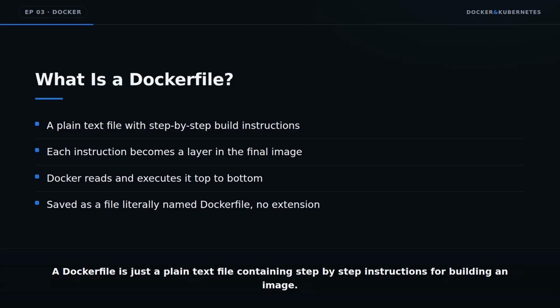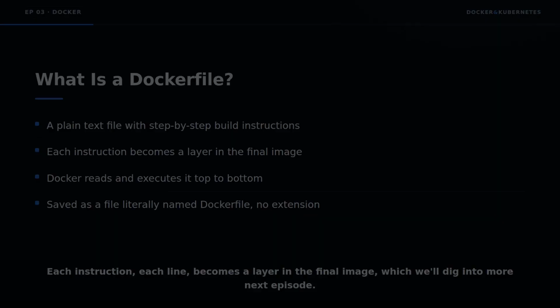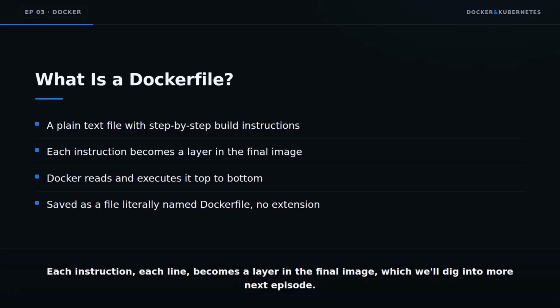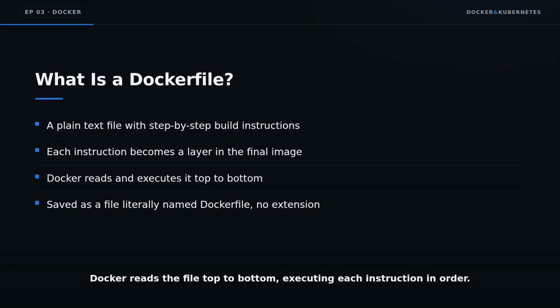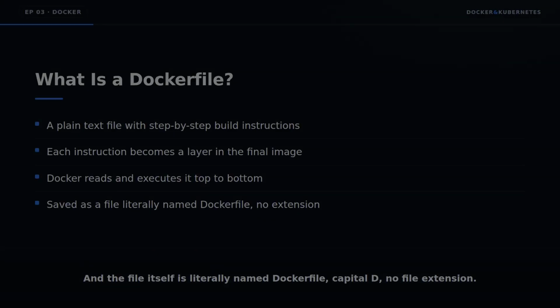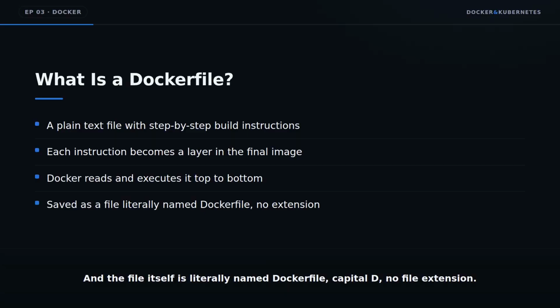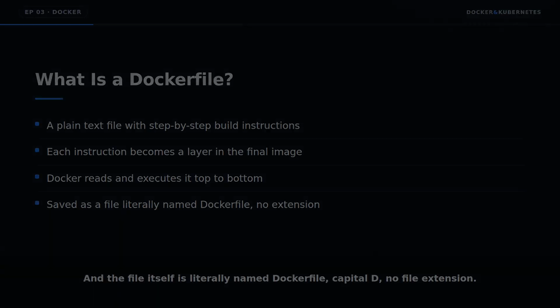A Dockerfile is just a plain text file containing step-by-step instructions for building an image. Each instruction, each line, becomes a layer in the final image, which we'll dig into more next episode. Docker reads the file top to bottom, executing each instruction in order. And the file itself is literally named Dockerfile, capital D, no file extension.